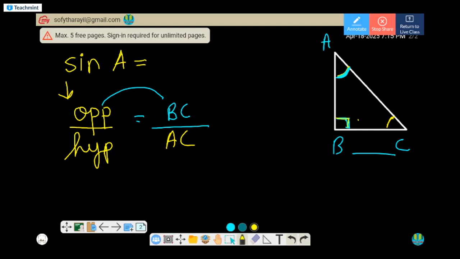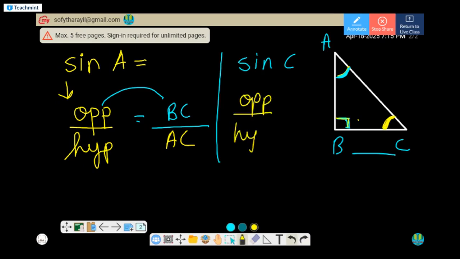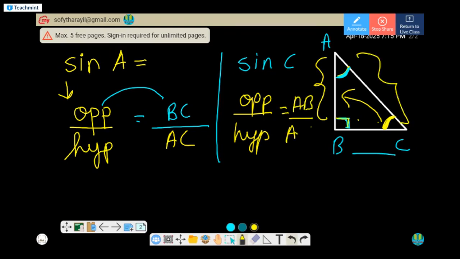Now, similarly, if I want to check for sine C, where is sine C? For angle C, I'm going to check the yellow one. So it is opposite upon hypotenuse. What is the opposite side? Opposite means in front of it. What is that side in front of it? It is AB. So it will be AB upon the hypotenuse, and hypotenuse is AC. So if you're taking different angles, they will give you different values.